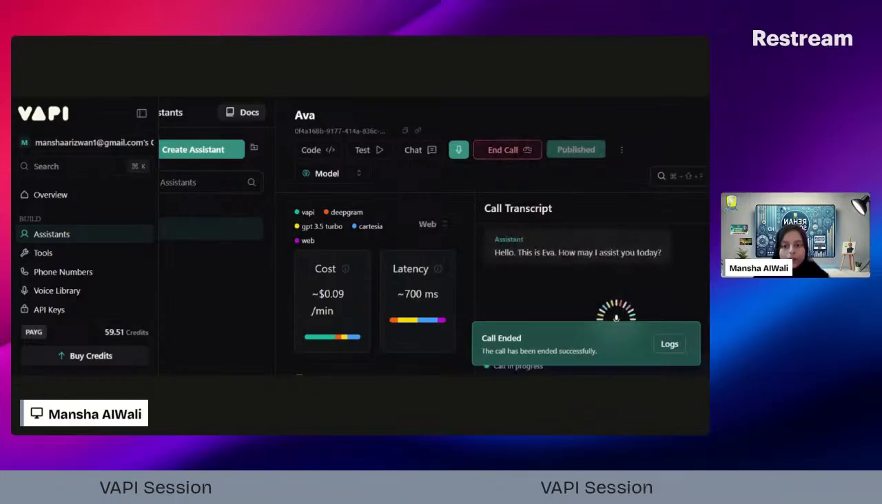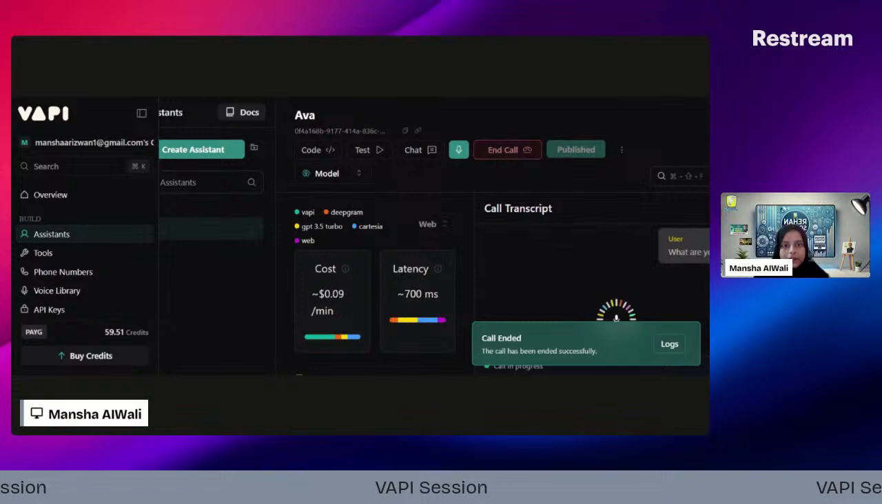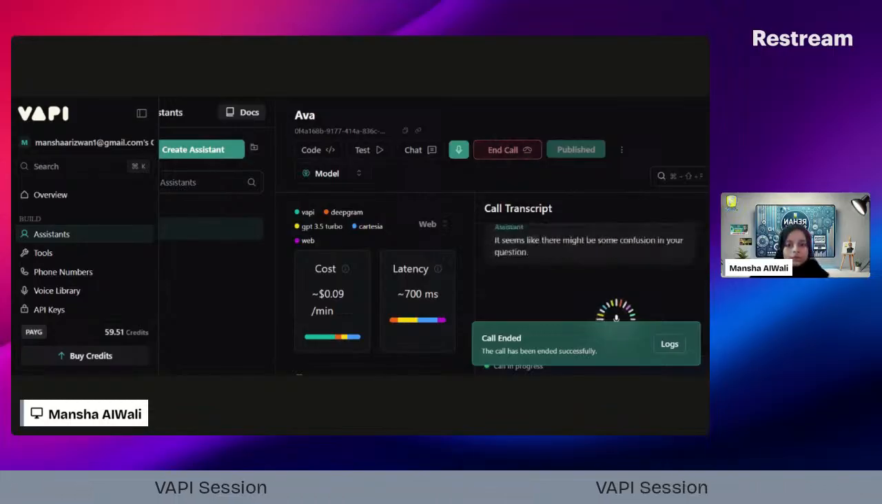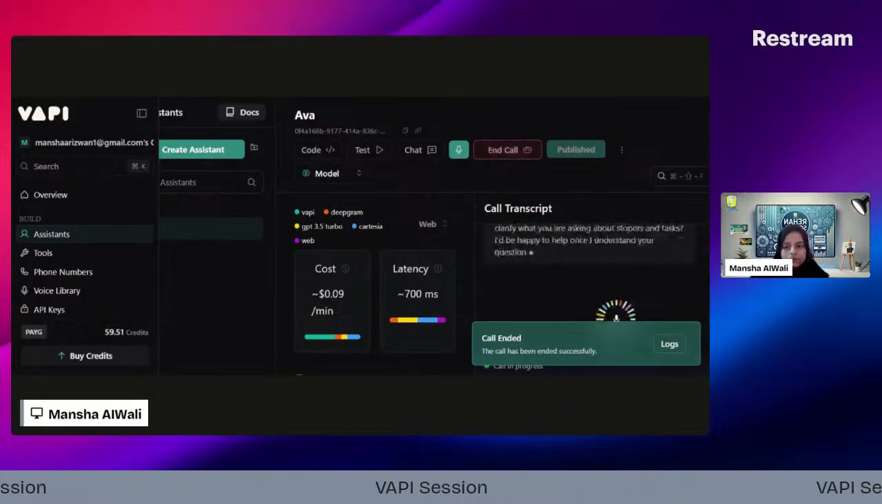Why are stop words removed in NLP tasks? It seems like there might be some confusion in your question. Could you please provide more context or clarify what you are asking about tasks? I'd be happy to help once I understand your question better.